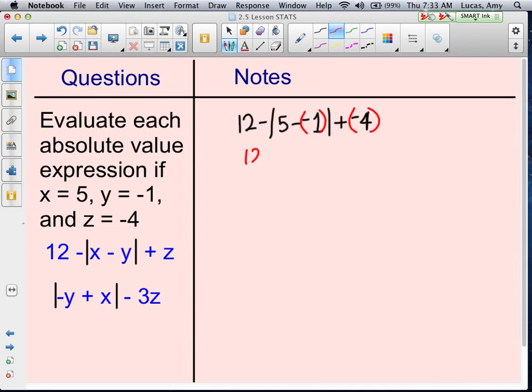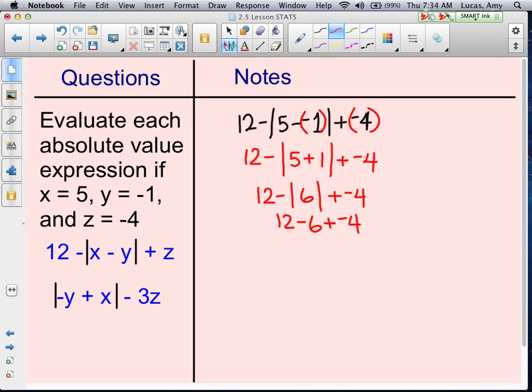Now, inside of these absolute value bars, 5 minus -1, that turns into a chunky plus. 5 plus 1. So, 5 plus 1 is 6, and the absolute value of 6 is 6. So 12 minus 6 plus -4, 12 minus 6 is 6, plus -4 is 2.